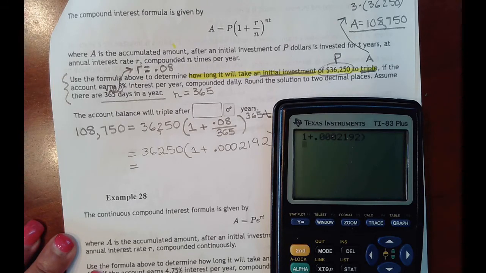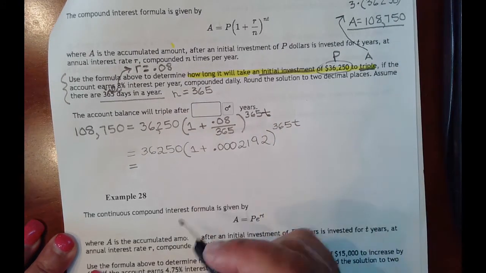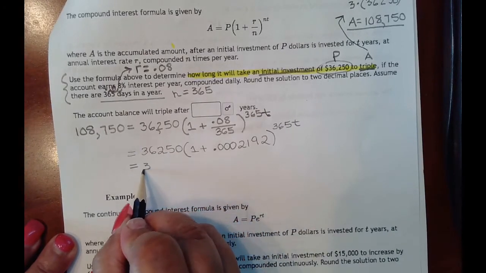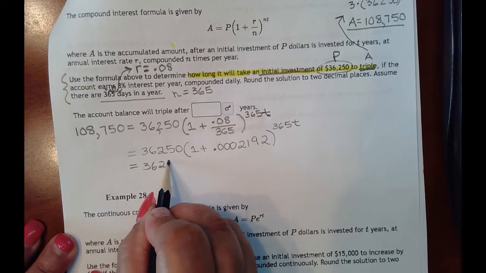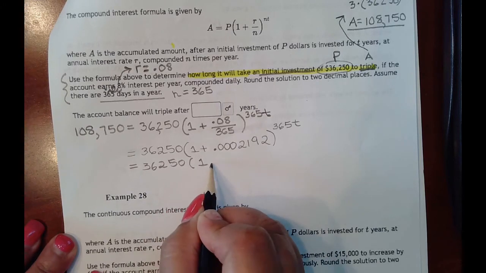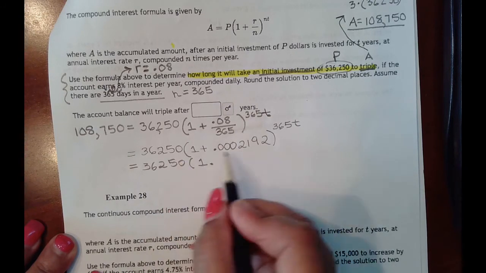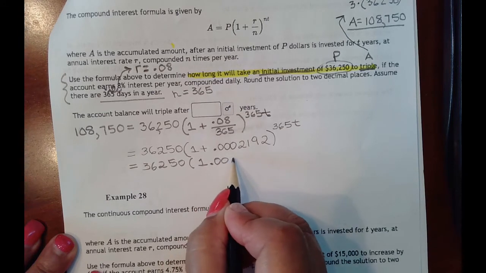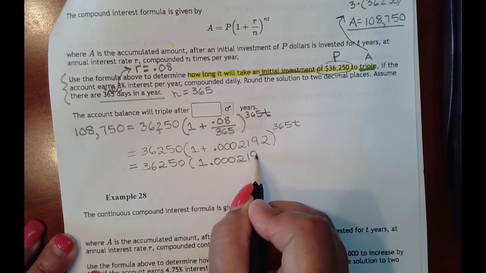Oh, I put a parenthesis there. Sorry about that. You really don't even have to put it in the calculator. You can just write this like this. 36,250, and this is 1 point. Just add this on to the 1. 1.0002192.